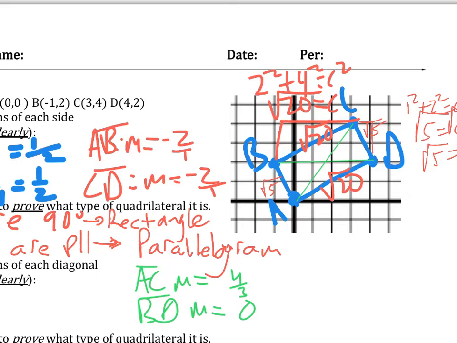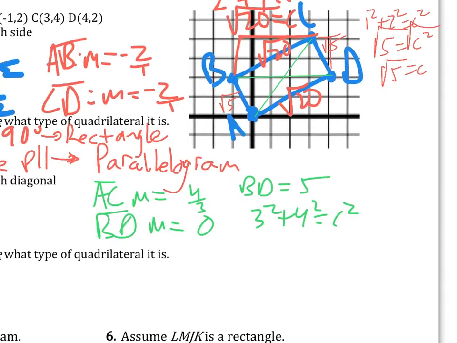So the length of this here, one of them, BD, we can just count. That's easy. BD is just 5. But this AC is slanted, and we're going over 3 and up 4. So 3 squared plus 4 squared equals c squared. Well, that is a Pythagorean triple. You may notice that. So this is going to come out to be 25 because it's 16 plus 9. And so take the square root, and we end up with 5.